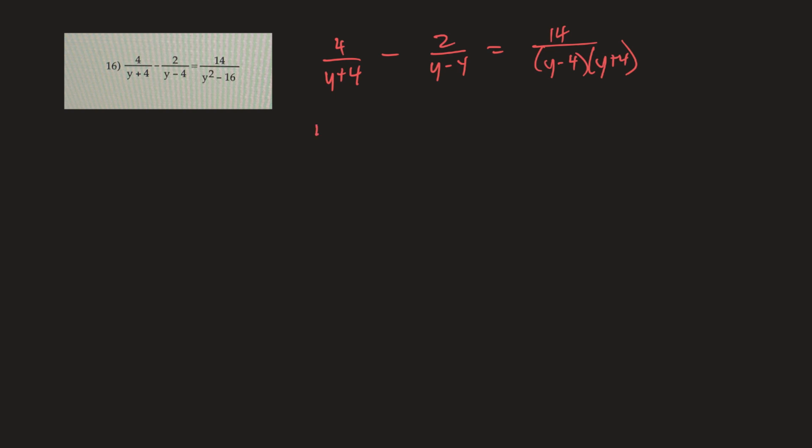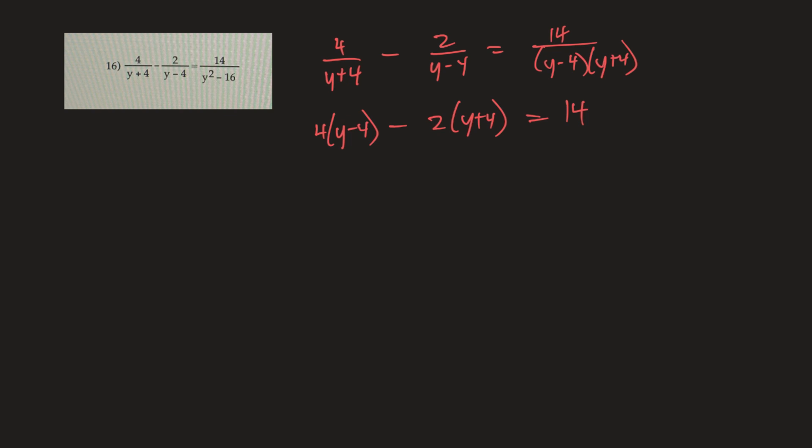So you need to make each term so it has that. This first one doesn't have a y minus 4, so I'll put that on it. And the second one doesn't have a y plus 4, so I'll put that on it. And the last one, I don't need to change, so it's just a 14. Now, you could put it all over that common denominator, but if the denominator is the same for all of them, you actually don't need to write it.